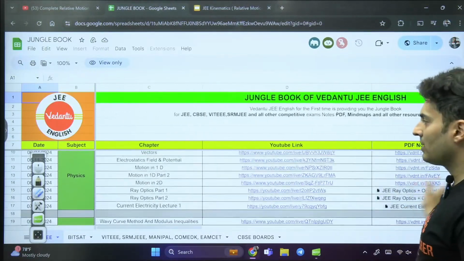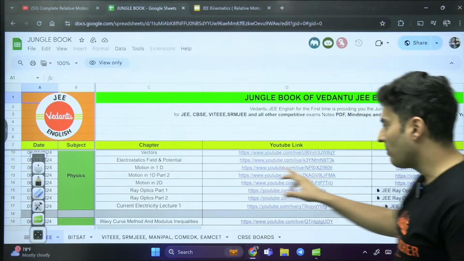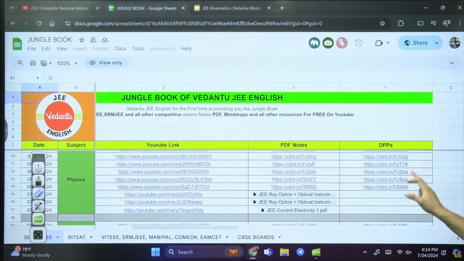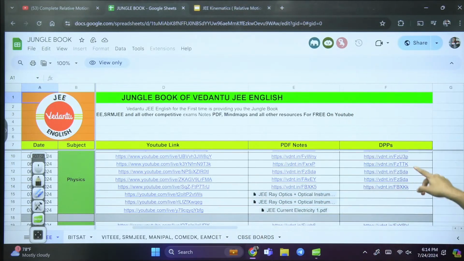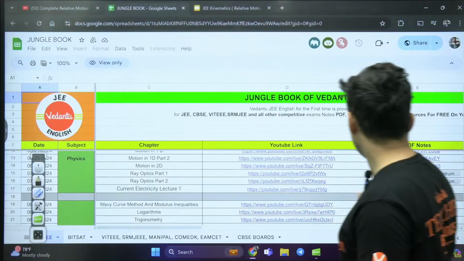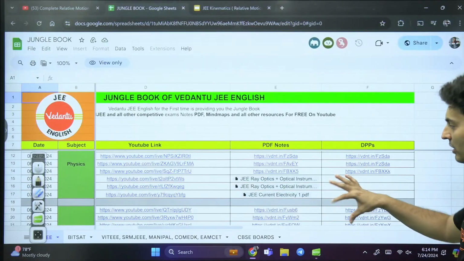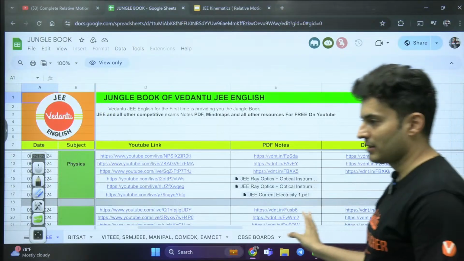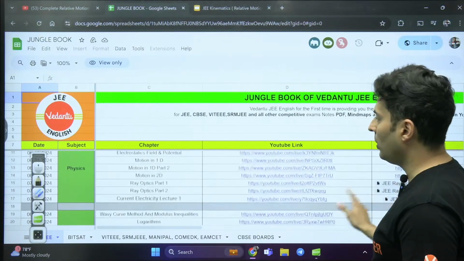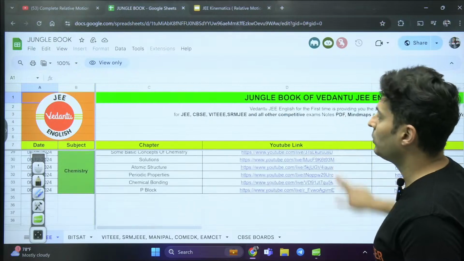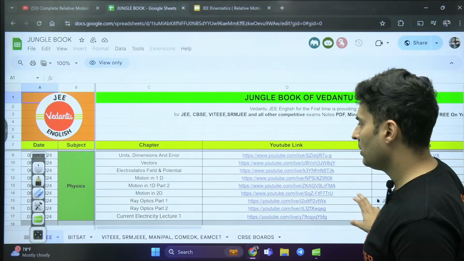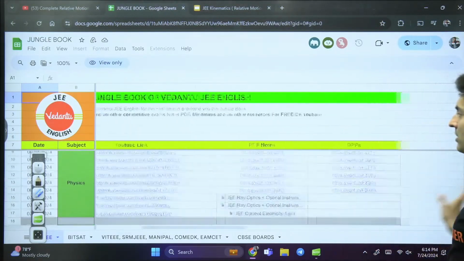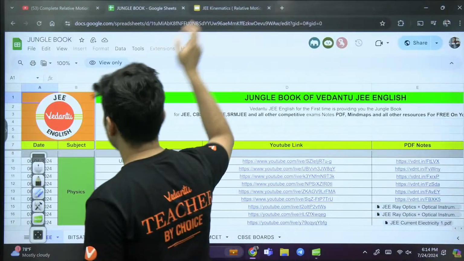By the way, some of you are asking, sir, motion in 1D part 1 and part 2 separate DPPs. No, guys, it's one single DPP only. Obviously, it was one lecture or one topic which was just divided into two parts. That is why the DPP is the same. Same thing with the ray optics also. Only one DPP will come, which will involve all the questions. I have kept all the lecture PDFs right over here. I think Gauss law was also done but is missing, so I'll add Gauss law as soon as this session is done.